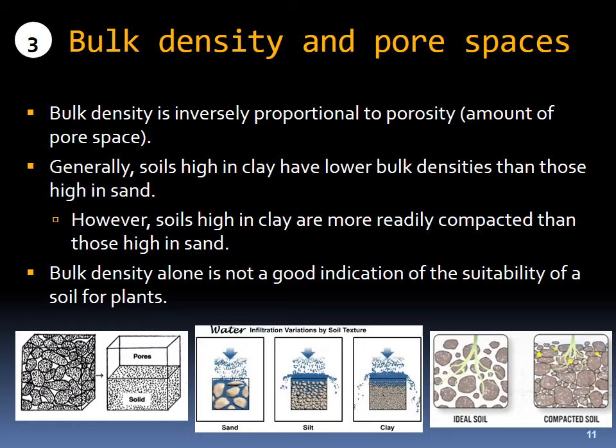However, this tells us about the condition of the pore spaces, but keep in mind that the plants need other things, like the nutrient, the water, the proper temperature, diversity of microorganisms, and so many other factors. That's why bulk density alone is not the whole story. You need other things to tell whether the soil is good for agriculture or not.